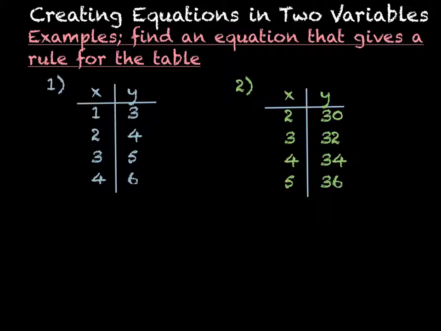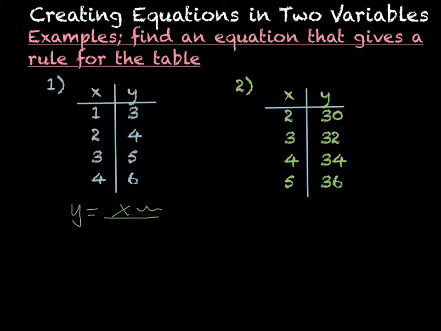Creating equations in two variables. We're going to jump into some examples here on ways to find an equation that will give us a rule for the table. So basically we want it to be of the form y equals something that has an x in it somewhere. That's the idea, and there's probably going to be more with it. That's what we're looking for.